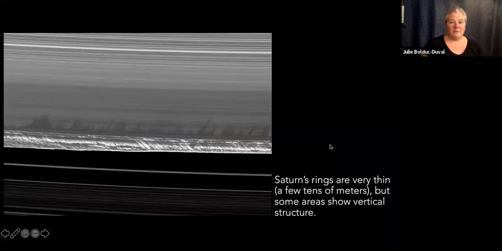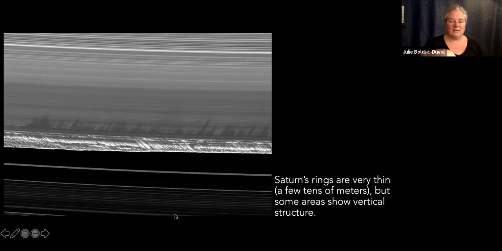This is one of my favorite pictures from the Cassini mission. So we're seeing the rings from above. So this shows the flatness of the rings. And they're pretty thin, like I said, a few tens of meters. But some areas will show vertical structures.